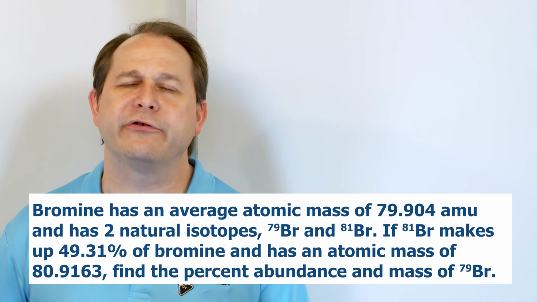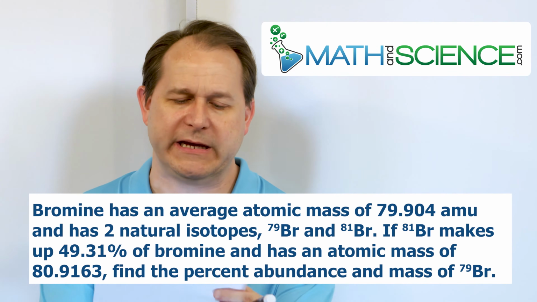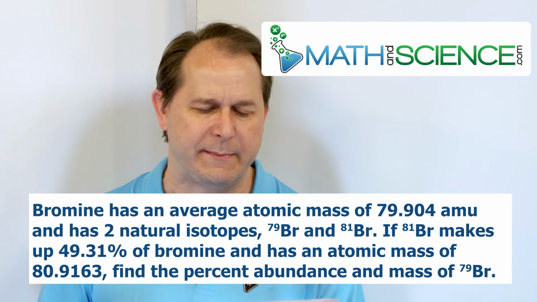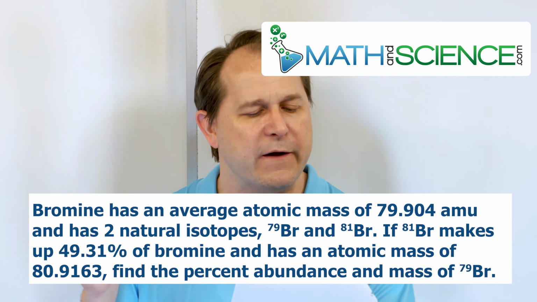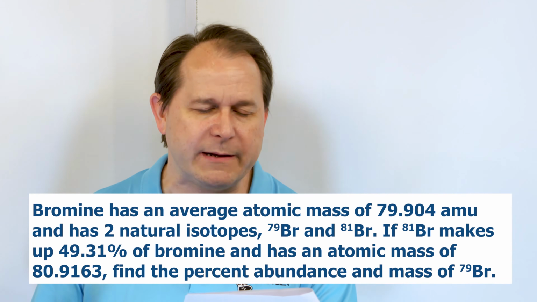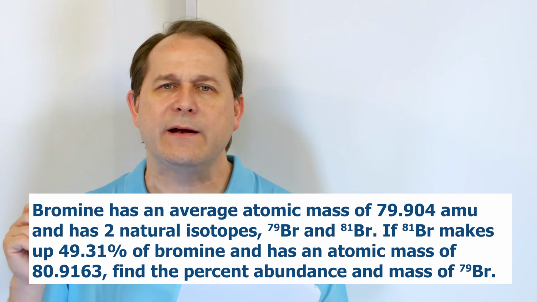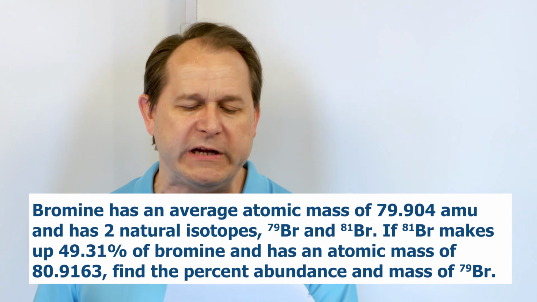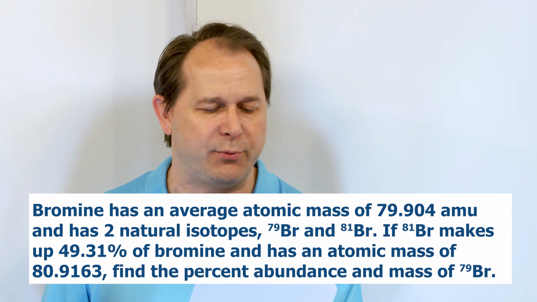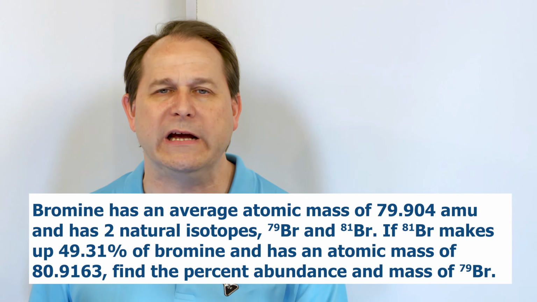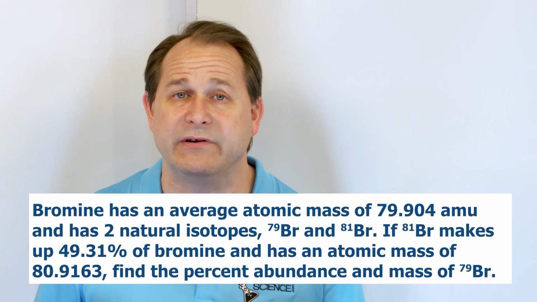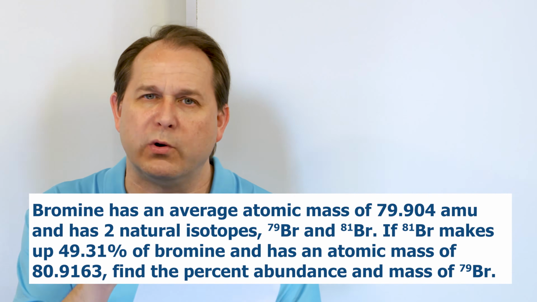So here we go. The first problem says the element bromine has an average atomic mass of 79.904 atomic mass units and consists of two naturally occurring isotopes, bromine 79 and bromine 81. Given that bromine 81 makes up 49.31% of all bromine and has a mass of 80.9163 atomic mass units, calculate the percent abundance of the bromine 79. So that's what you want to zero in on.